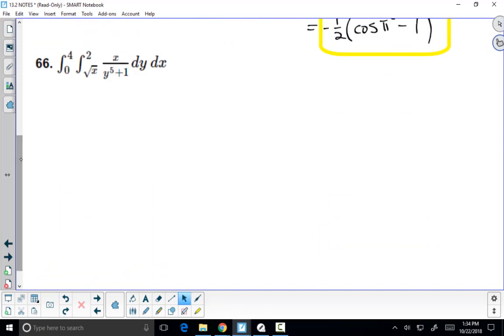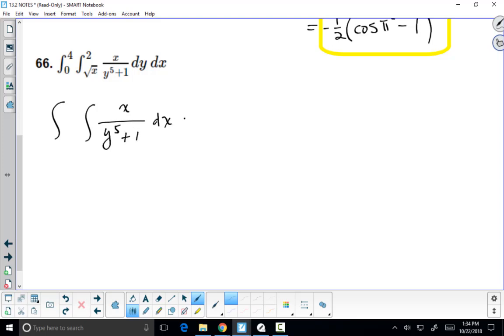Okay. Can you integrate that with respect to y? No. There's a y to the 5th in the denominator. If it was an even power, you could use trig sub somehow, but y to the 5th? No. So we have to go with respect to x. So our goal then is to rewrite this. We're going to have the same integrand, but we want to go with respect to x first. If we want to go with respect to x, these aren't constant limits, so we can't just swap them. So we've got to draw the picture for what that domain looks like.